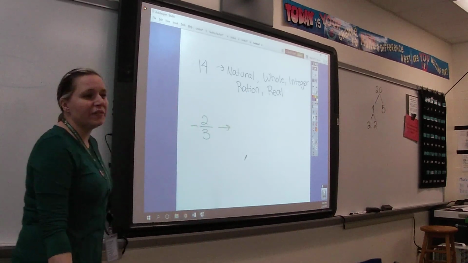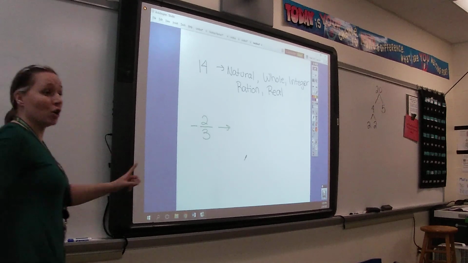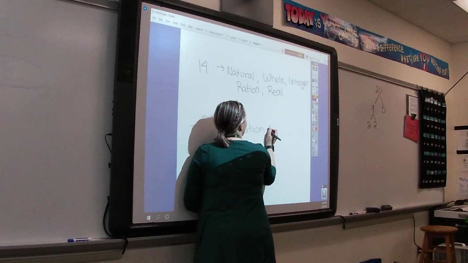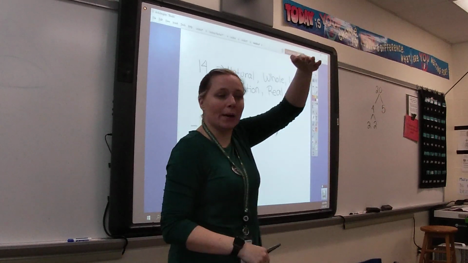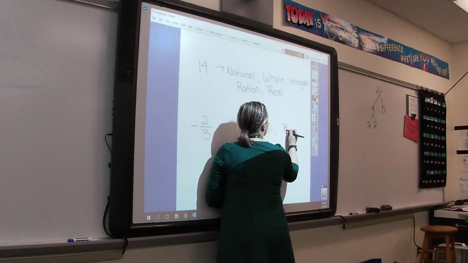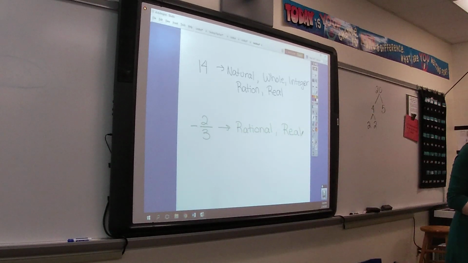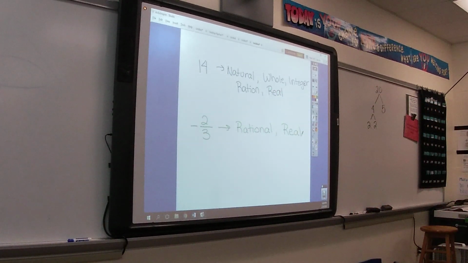So if I say negative 2/3, is it rational? It is rational because it is a fraction. So we would say rational, and then any place else that we see rational show up, which also shows up in the real. Okay. Here is what we are going to do for the rest of class.